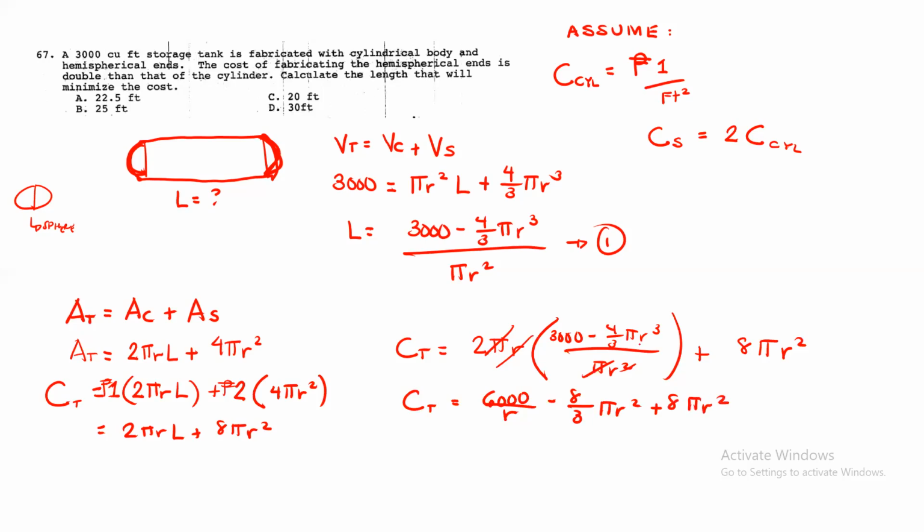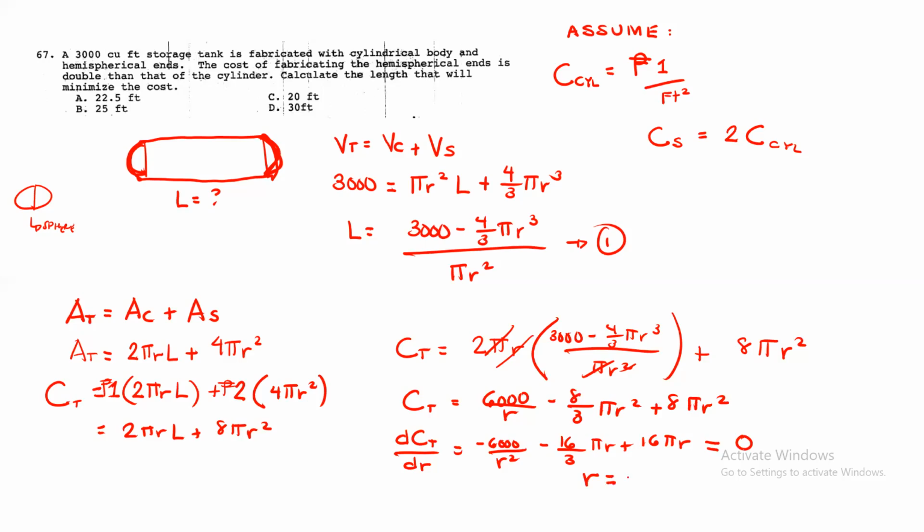Then pag derivative natin with respect to r, so derivative ng CT with respect to r is equals, so derivative natin to negative 6,000 over r squared minus 16 over 3 pi r plus 16 pi r. So then equate natin sa 0 para makuha natin minimum cost. So then pag in-equate natin sa 0, pag solve natin, makukuha natin yung radius.